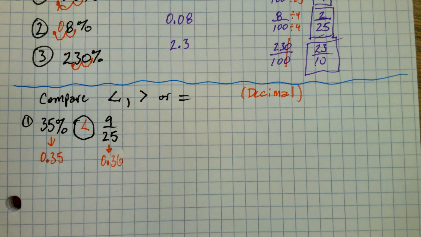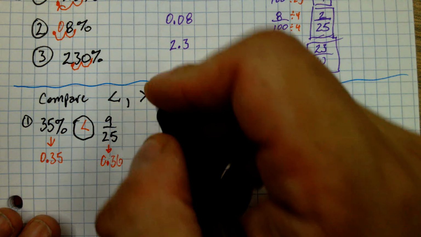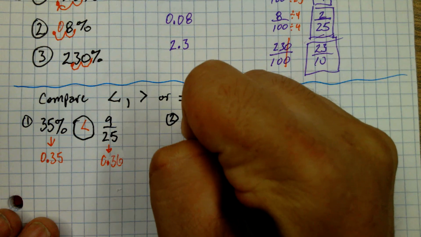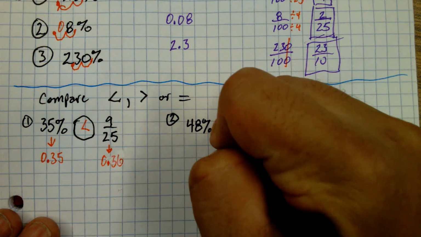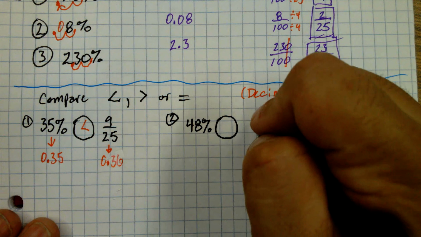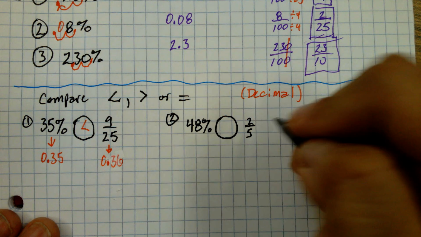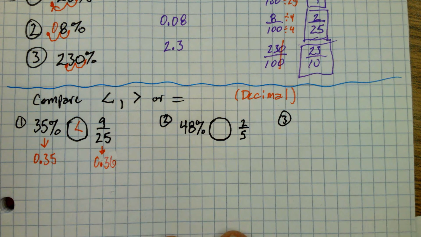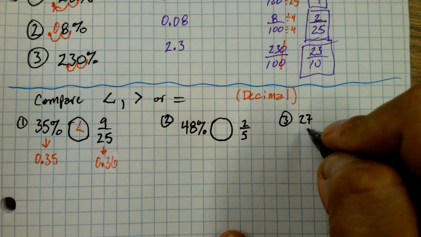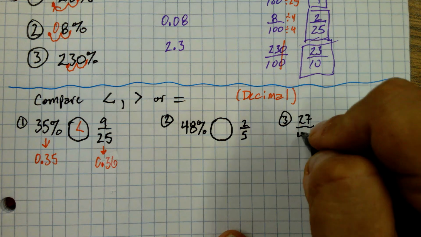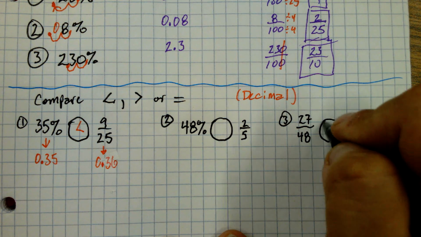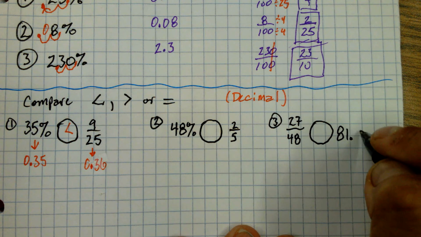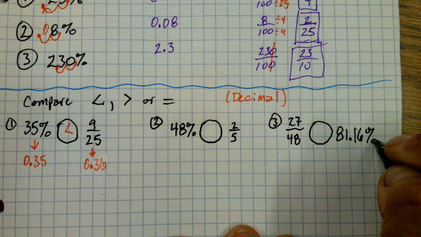Okay, so let's do a couple more. Number 2. Let's do 48%. We'll compare that to 2/5. And then the last one, 27/48. We'll compare that to 81.16%.